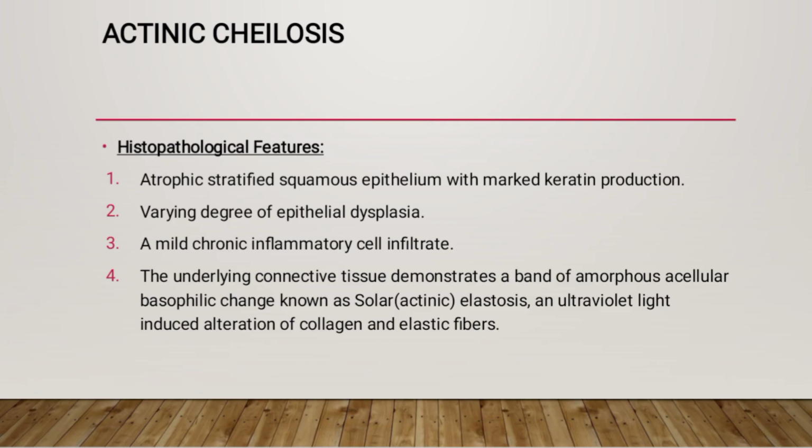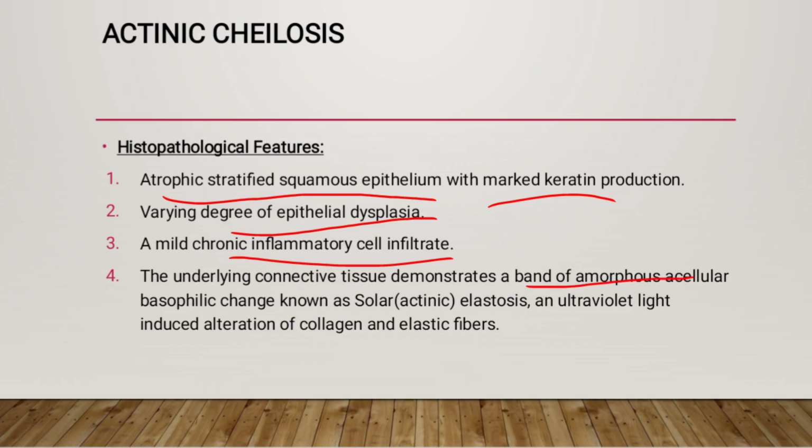Histopathology: there is an atrophy of the stratified squamous epithelium. The stratified squamous epithelium becomes atrophic and has keratin production, meaning parakeratosis is present, with a varying degree of epithelial dysplasia and a mild chronic inflammatory cell infiltrate. Of course, the underlying connective tissue demonstrates a band of amorphous acellular basophilic change known as solar elastosis, a UV light induced alteration of collagen or elastic fibers.